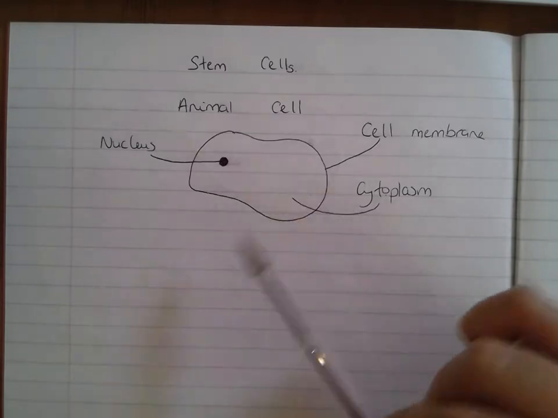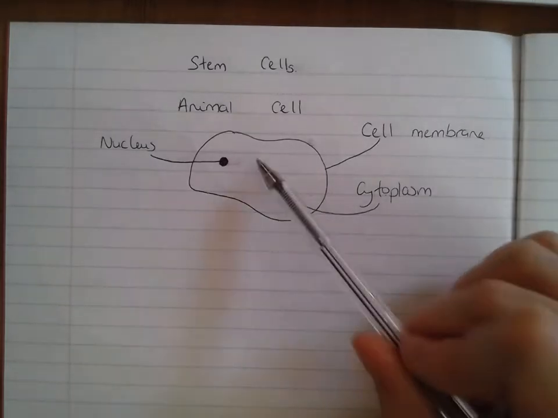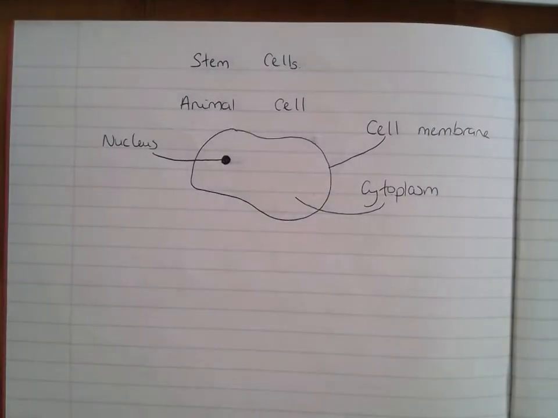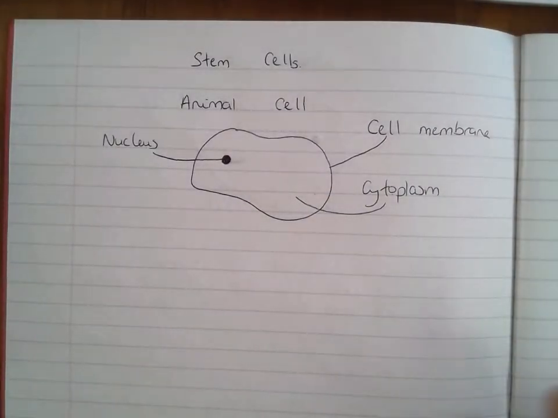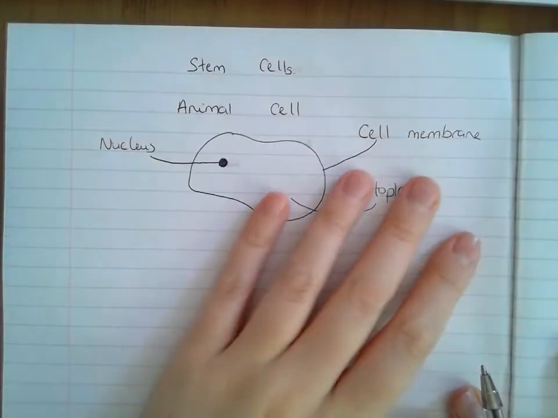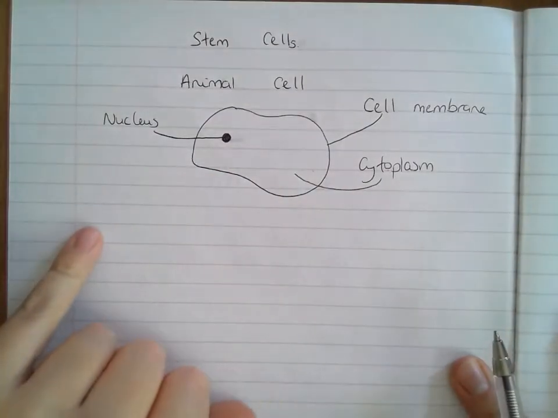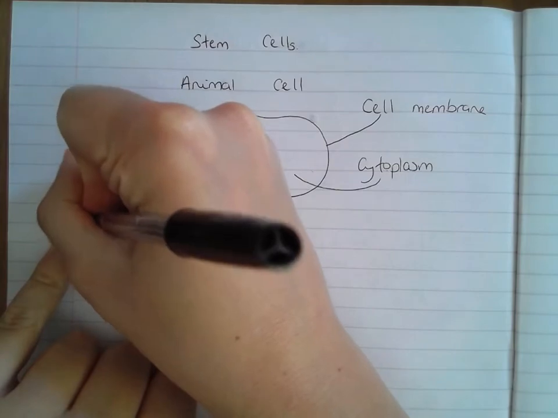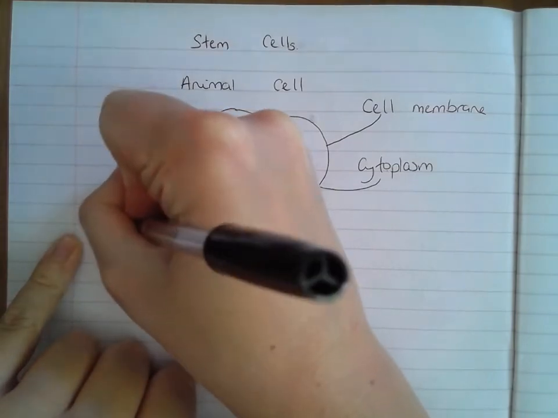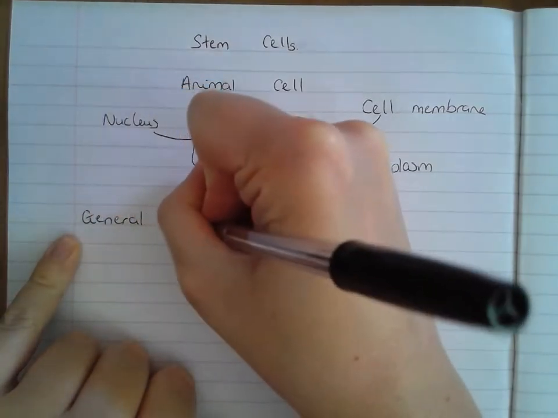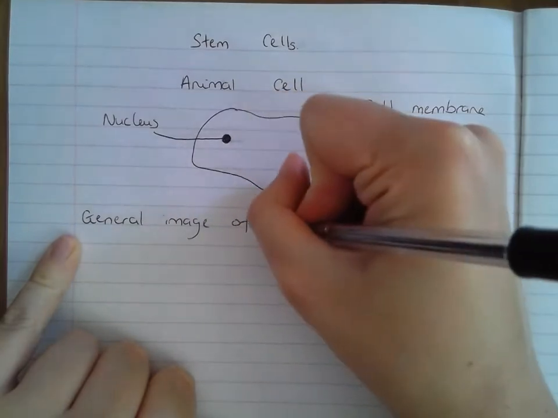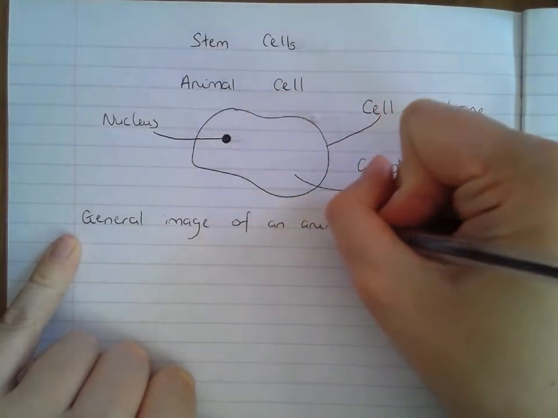There are a few additional structures you could add here. You could have drawn a few little dots and labeled them ribosomes and drawn some other little structures and labeled them mitochondria, but I'm just going to stick with a really simple image with 3 labels for my animal cell. And I'm just going to write underneath that this is the general image of an animal cell. And when I say animal cell, I do include humans in that.